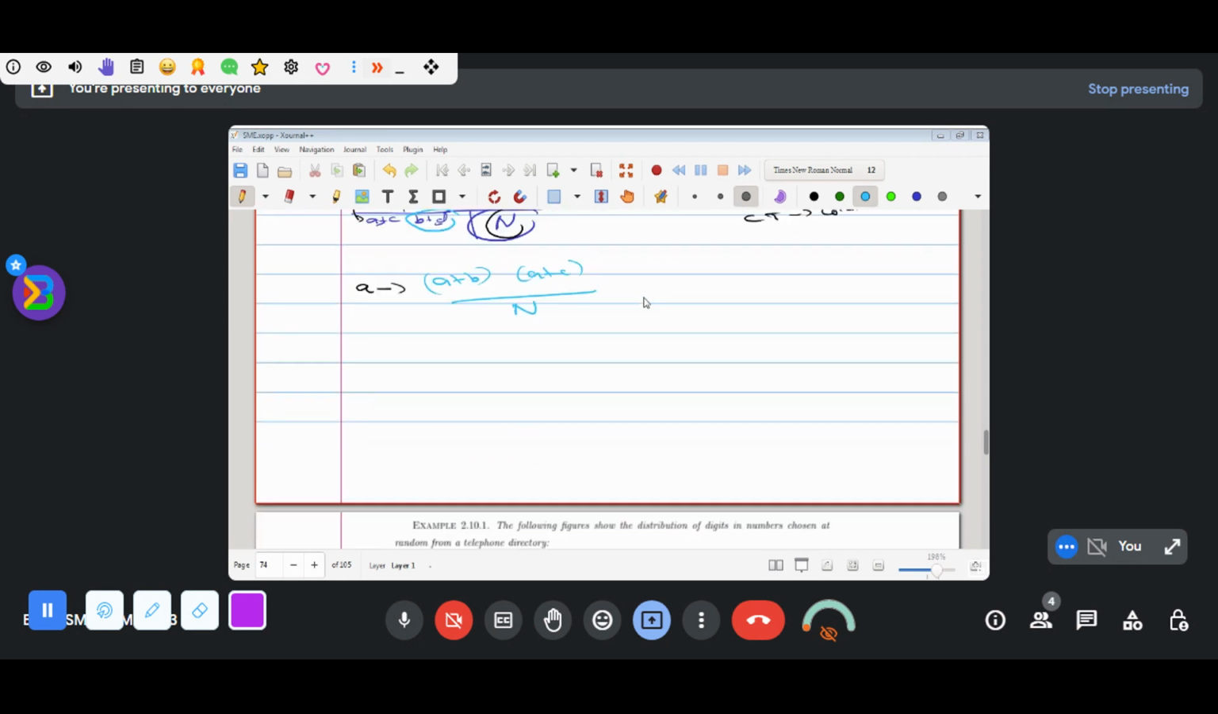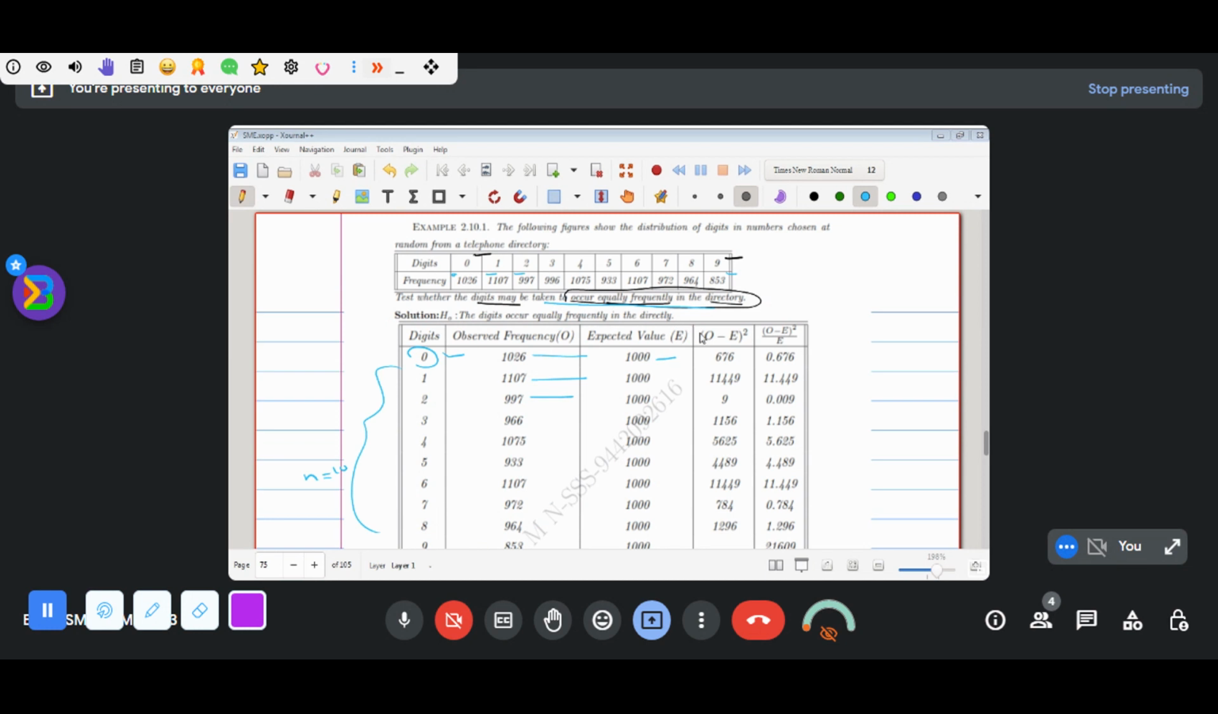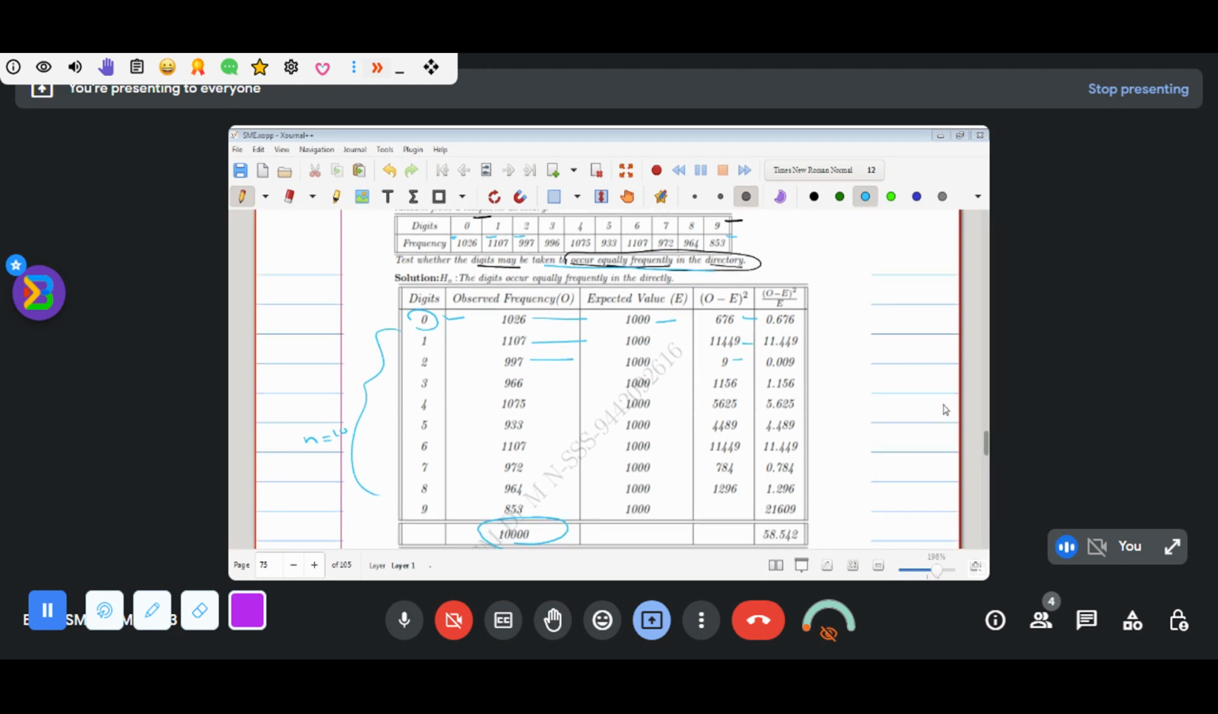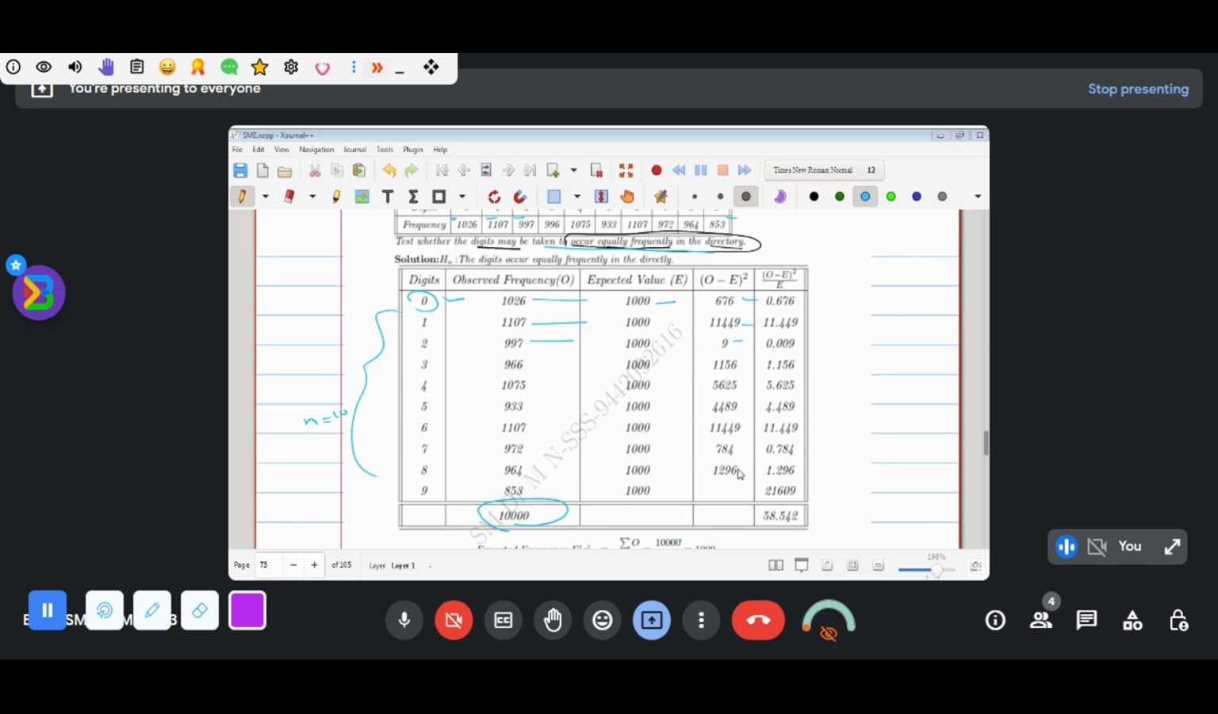Then you want to calculate that part. 1026 minus 1000, whole square, you get this result. And also 1107 minus 1000, you get this result. Please complete all 10 data values. So complete this table and you get the other part, O minus E whole square divided by E.